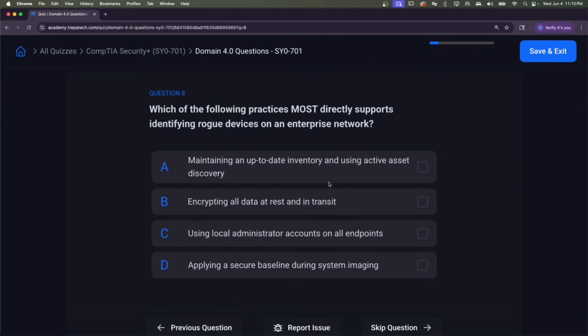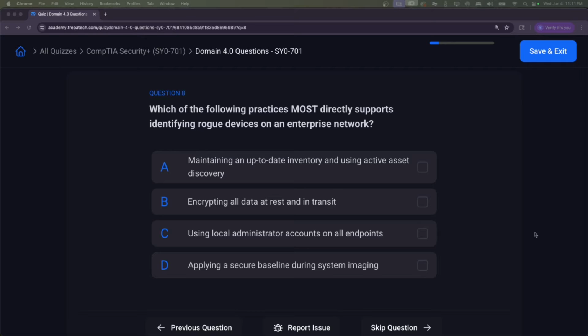Question 8. Which of the following practices most directly supports identifying rogue devices on an enterprise network? So, which of the following practices most directly supports? That's what I'm saying. These CompTIA exams, I feel like the questions are more about English comprehension than cybersecurity. Not more, I should say, but it's very much an English comprehension test as well as understanding cybersecurity fundamentals. Get back to this question.